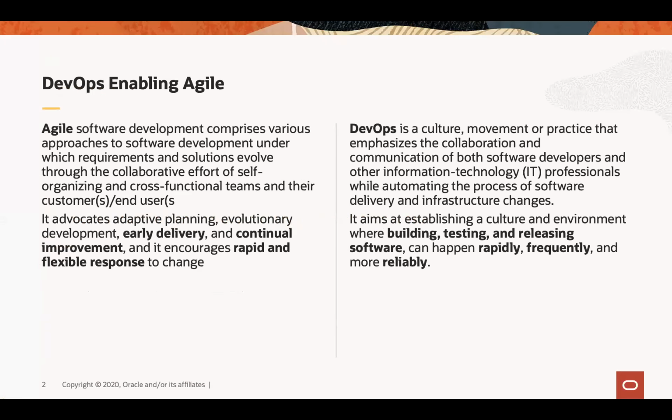So the first thing we probably should do is make sure that everyone is on the same page in terms of terminology. The two concepts I'm going to cover today, the two main ones, are Agile and DevOps, and you have the definitions from Wikipedia over here on the slides.